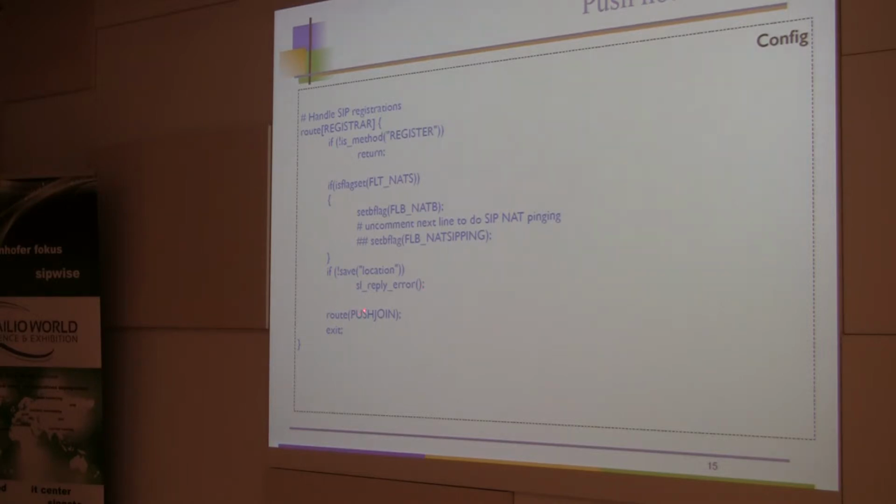After saving to the location, we will check if we have a push to join. So it's the order of the config file routing blocks, and mine are at the end. So this is practically what we added to this route block, only this line. The rest is in the default config file.